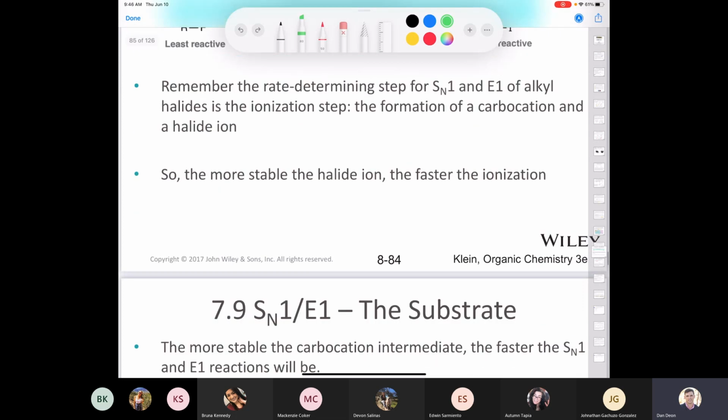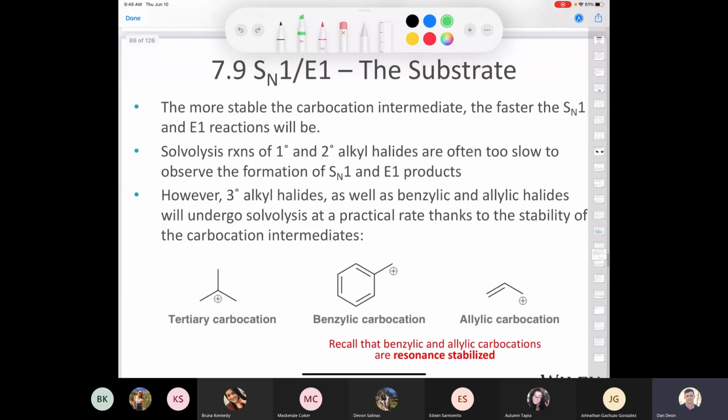And there's one more thing we have to take into account, and that has to deal with carbocations. And there's nothing new here to you. You've all studied resonance structures, right? We spent a lot of time talking about those, and we talked about the stability of carbocations. So it probably wouldn't come as a surprise to you that the solvolysis of a primary or secondary alkyl halide would be really slow. However, if you have a benzylic or an allylic halide, they will undergo a solvolysis, which is an SN1 reaction, at a practical rate, thanks to the stability of their carbocation intermediate.